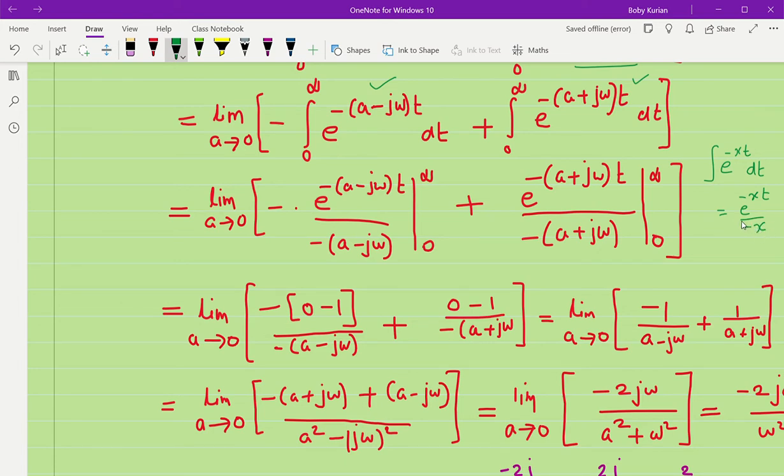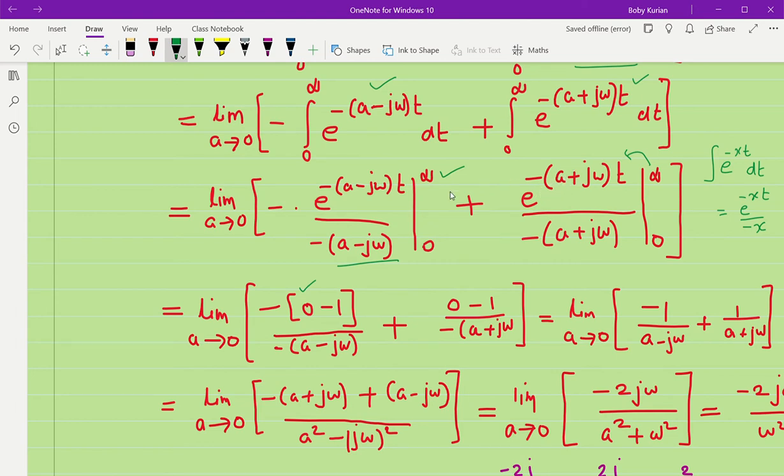Okay, so that is what we have used here. So we have to apply the upper limit and the lower limit. When we apply the upper limit, e power minus infinity becomes 0. When we apply the lower limit, e power minus a into 0, the value of t is 0, so e power 0, that is equal to 1. So the upper limit and lower denominator have no change. Okay, here also we apply the upper limit. e power minus (a plus j omega) times the value of t, t becomes infinity, we know that is e power minus infinity.